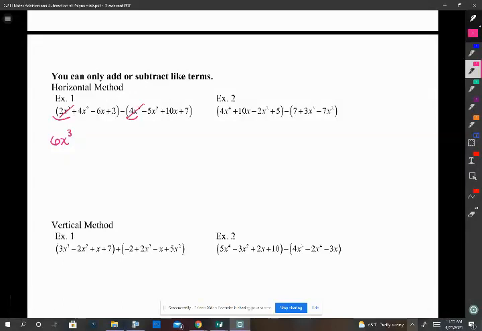Then my next biggest power is a 2. So I've got 4x squared plus -5x squared. And if you struggle with your integers, use a calculator just to double check. So this is -x squared, -1x squared. If we have -6x plus positive 10x, we get 4x. And then we have positive 2 plus positive 7, which is positive 9. Okay, that would be horizontal. We're just doing it across horizontally.